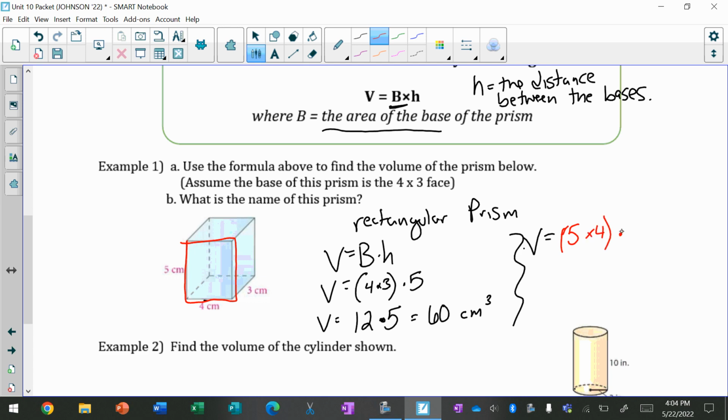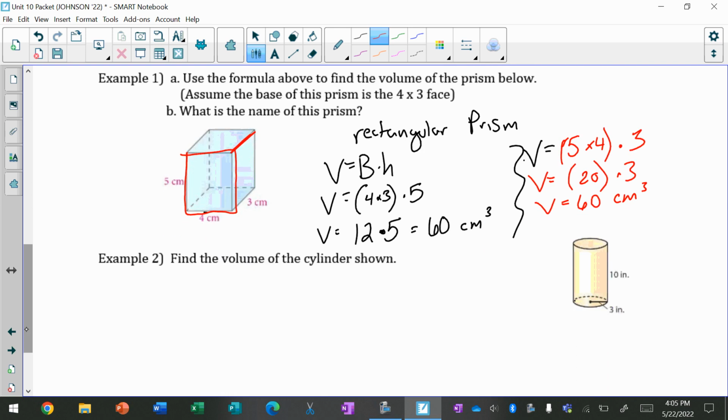And if the front were the base, the distance between the bases would be 3. So the area of the base would be 20 multiplied by 3. They would also give you 60 centimeters cubed. In this case, there's a couple of different ways to get to the same answer of 60 centimeters cubed.